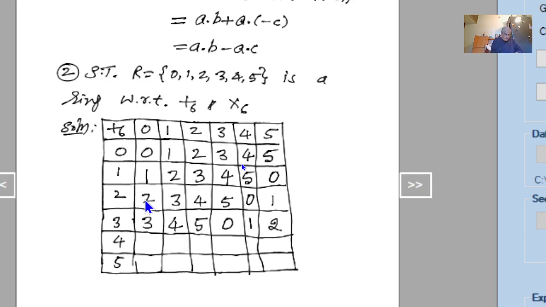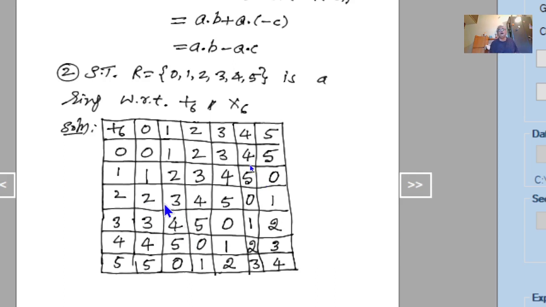And from 4, 4 plus 0 is 4, 4 plus 1 is 5, 4 plus 2 is 6, remainder is 0, 4 plus 3 is 7, remainder is 1, 4 plus 4 is 8, remainder is 2. 4 plus 5 is 9, remainder is 3. And from 5, 5 plus 0 is 5. 5 plus 1 is 6, remainder is 0. 5 plus 2 is 7, remainder is 1. 5 plus 3 is 8, remainder is 2. 5 plus 4 is 9, remainder is 3. 5 plus 5 is 10, remainder is 4. Okay.